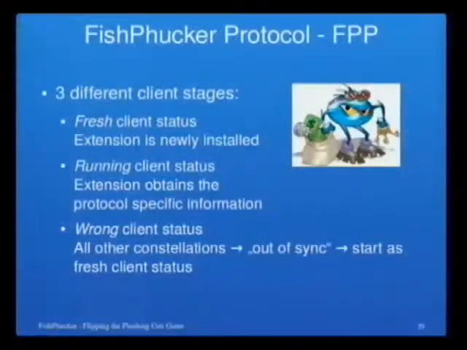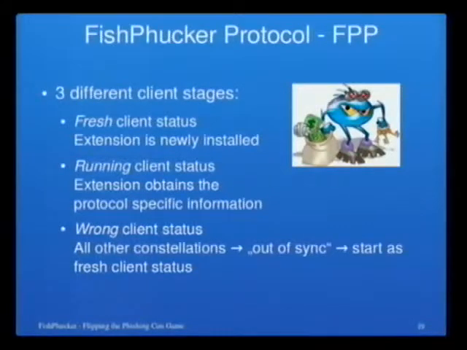The first status is a fresh client status. This means you download the extension, you install it, then the extension got the status of a fresh client. The second status is the running client status. This means the extension already obtains some important data or information, for instance, the next ticket and a nonce.